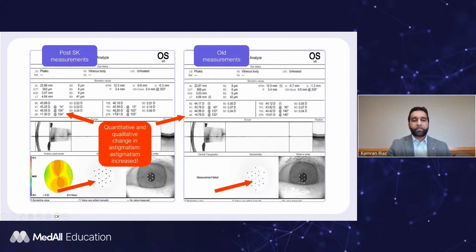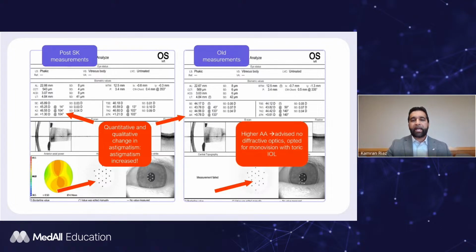What we notice, first of all, is that the quality of the measurements has definitely improved. In fact, the measurement failed on the central topography before surgery. We didn't even get a read, and now we actually are getting a read. But interestingly, this patient actually had an increase in astigmatism after we did the SK, and now you can actually think about doing things like a toric or other surgical maneuvers to treat that astigmatism, especially if it is repeatable.